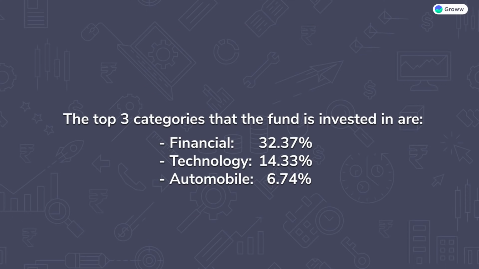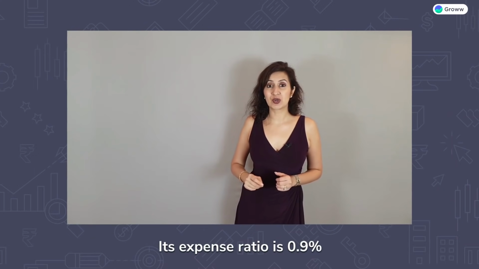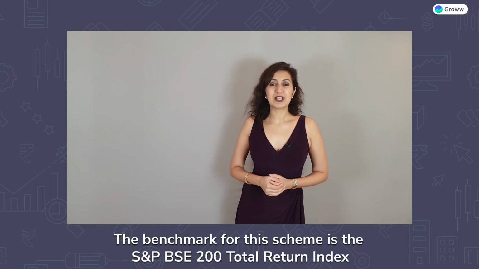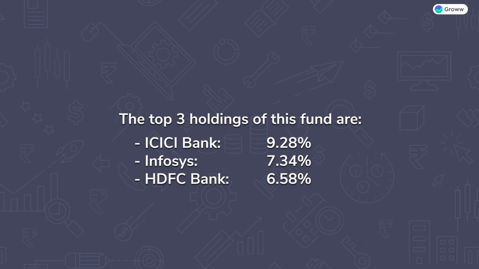The top three categories that the fund is invested in are financial 32.37%, technology 14.33%, automobile 6.74%. Its expense ratio is at 0.9%. The benchmark for this scheme is S&P BSE 200 Total Return Index. The top three holdings of this fund are ICICI Bank 9.28%, Infosys 7.34%, HDFC Bank 6.58%.